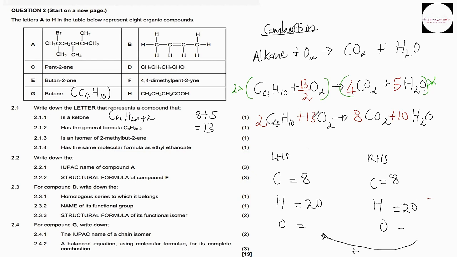But how many oxygens? That's 13 times 2, it's 26. And then here we have 8 times 2, that's 16, plus 10 times 1, which is 10. 16 plus 10 is also 26, right? So the left-hand side is equal to the right-hand side. That means the equation is balanced. That's how you were supposed to approach this question, guys, for a total of 19 marks.